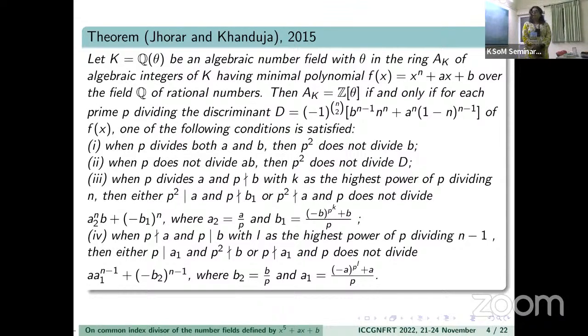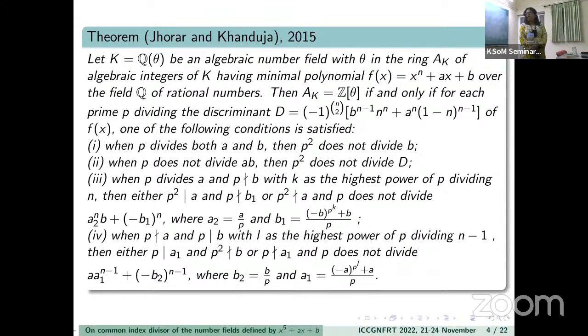First, when p divides both a and b, then p square should not divide b. Second, when p does not divide ab, then p square does not divide the discriminant of f(x). Third, when p divides a and p does not divide b, then from the formula of the discriminant, we can say that p will divide n in that case.